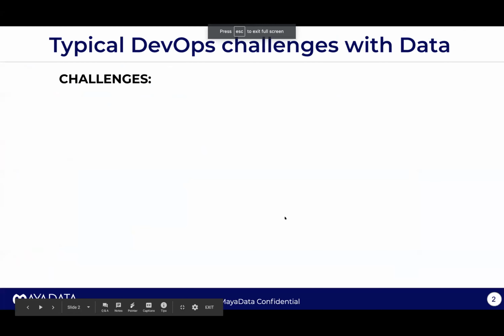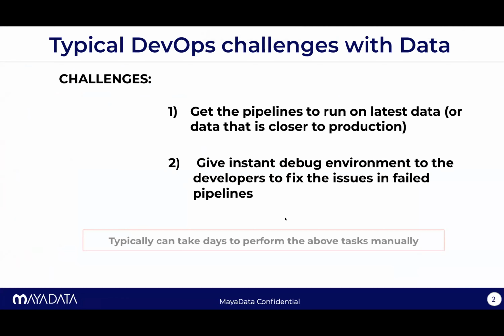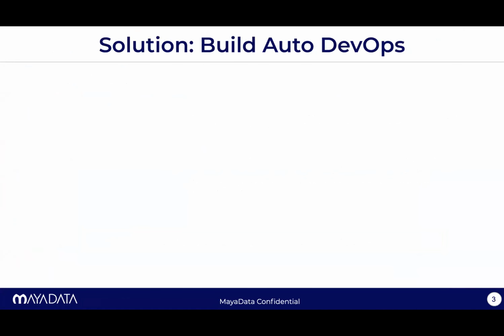So let's come back to what the real challenges are. One is about getting the latest data. The second one is about giving the debug environment to the developers with the actual data where the failure has happened. And typically, this takes several days if we have to do it manually, and you need a lot of support from the underlying infrastructure to do these two tasks. So this is a typical DevOps challenge where manual interventions are required. The challenge is to build auto DevOps. That's pretty popular among the Kubernetes DevOps practice.